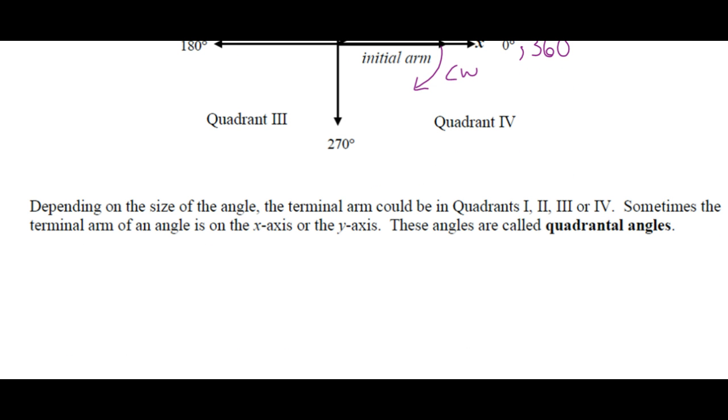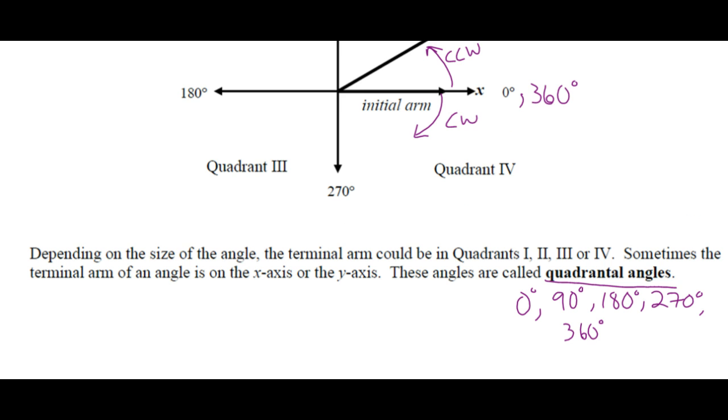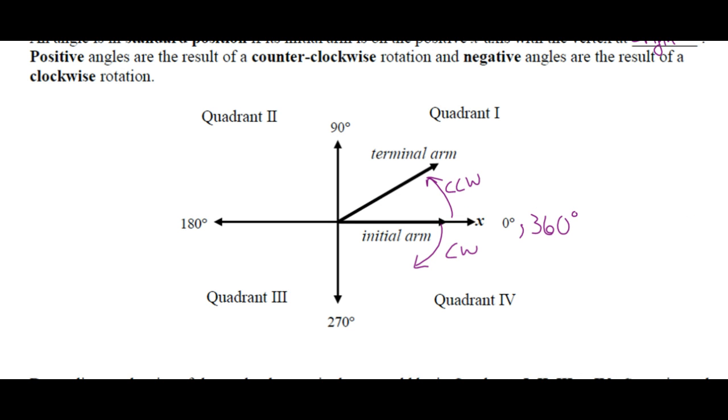Depending on the size of the angle, the terminal arm could be in quadrants 1, 2, 3, or 4. Sometimes the terminal arm of an angle is on the x-axis or the y-axis. These are called quadrantal angles, okay, which would be 90 degrees, 180 degrees, 270 degrees, 0 degrees, 360 degrees, right, which is fully around the circle. So if the angle is between quadrants 1 and 2, at 90 degrees, it's not in quadrant 1, it's not in quadrant 2, so it's called a quadrantal angle.